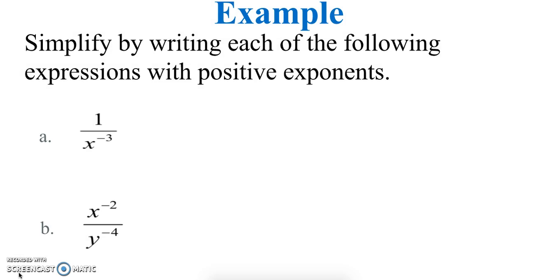So here we have 1 that's in the denominator. So then 1 over x to the negative 3. When we do this, we just flip the problem. Okay, so we're going to make that positive, which is an x to the 3rd over 1.